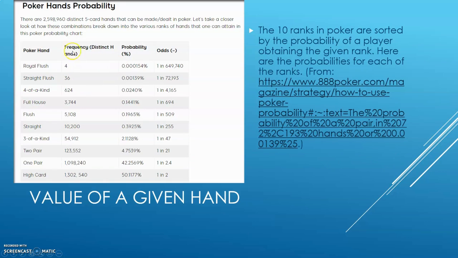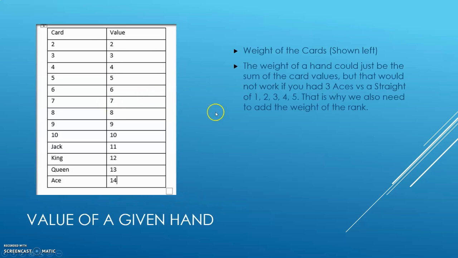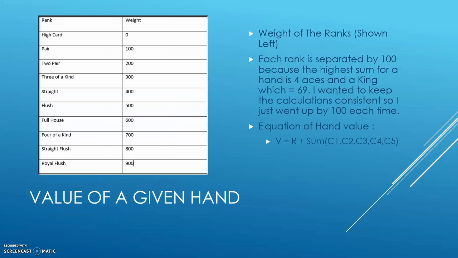Looking at this, you can see the probability of getting each rank, and it's assigned in order. It inspired me to make a weighting system on my own with the same sort of ranking system from high card to royal flush. Right here, these are the card values. It goes from 2 to 14 because aces are high in the game of poker. And here we have rank weights. A high card has a rank weight of 0, a pair 100, 2 pairs 200, 3 of a kind 300, straight 400, and so on.